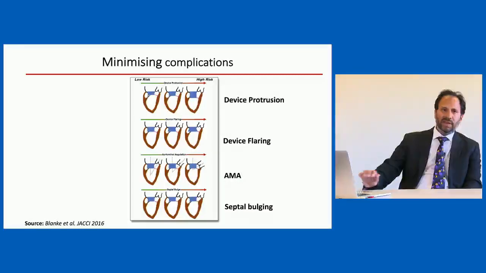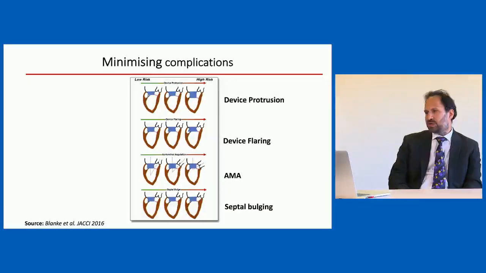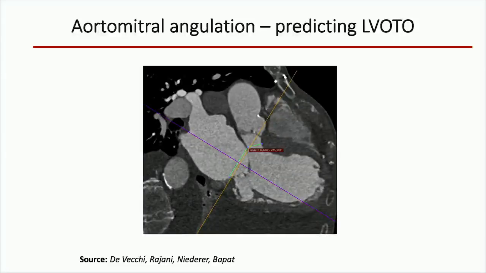A number of different factors have been proposed as contributing to a significant outflow tract gradient, and these are illustrated on this slide. These include device protrusion, device flaring, an acute aortomitral angle, and also the presence of a basal septal bulge. This slide demonstrates how you measure aortomitral angulation.